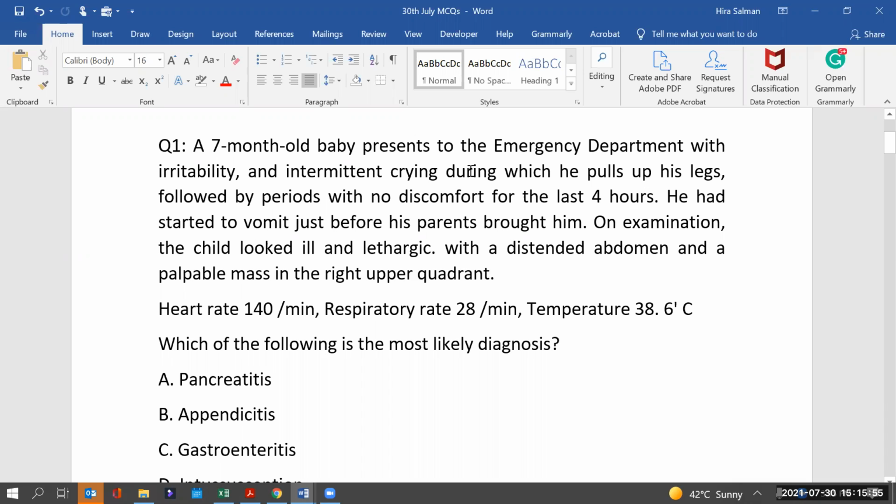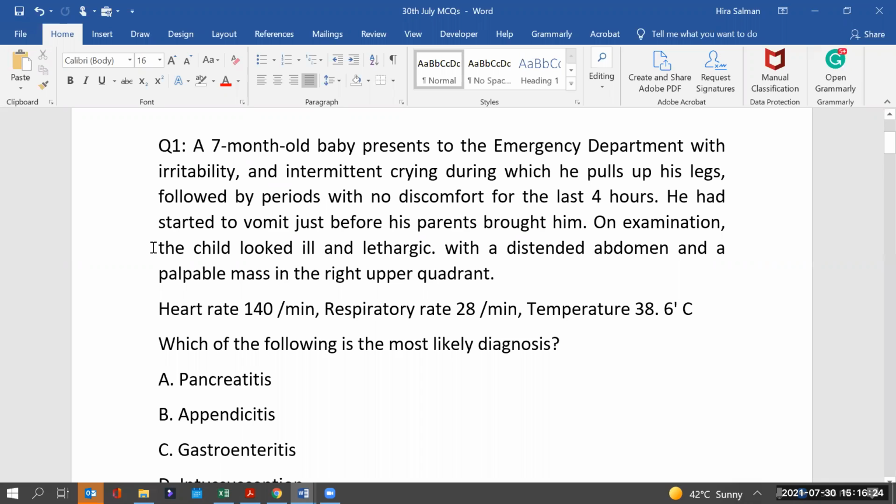The baby is crying, and he pulls up his leg, followed by a period with no discomfort for the last 4 hours. Normally, in babies of ages like 7 months, 6 months, 4 months, we may think about colic pain, right? So you must have heard that whenever the baby is crying in the early ages, up to 6 months, up to 8 or 9 months, that baby mostly has this colic pain. So colicky pain is there, vomiting is there, mass is appreciable.